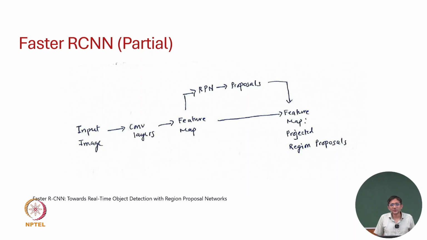and then these proposals are projected onto the feature maps. So the same thing was done in the first RCNN also, right? In the first RCNN also, the proposals generated by the selective search were projected onto the feature map. Here we are doing the same, which means from this point onwards, we can do more or less what we had done in the case of the first RCNN.